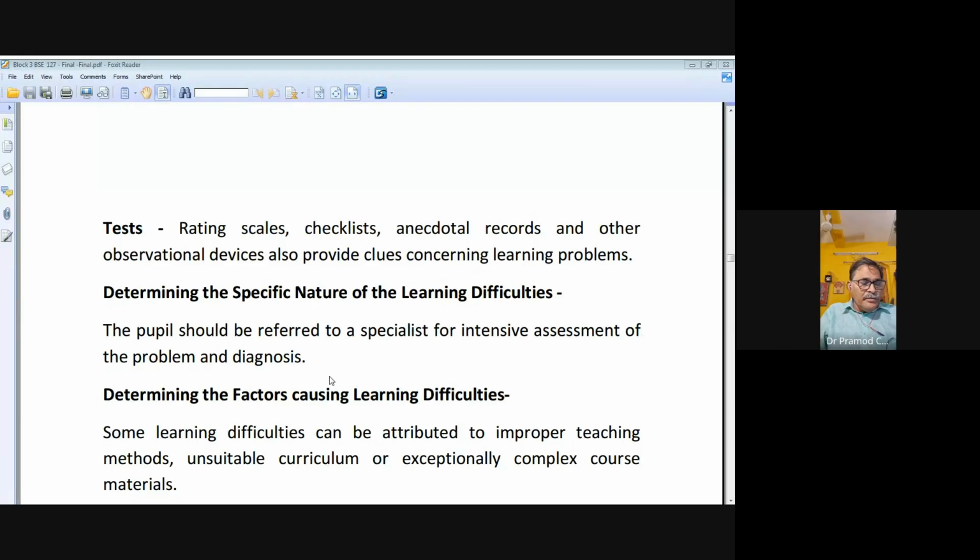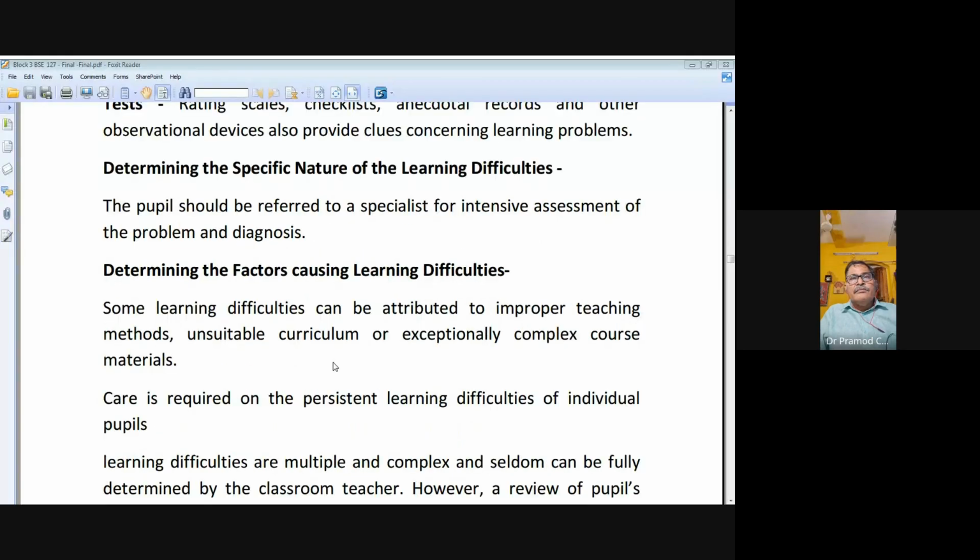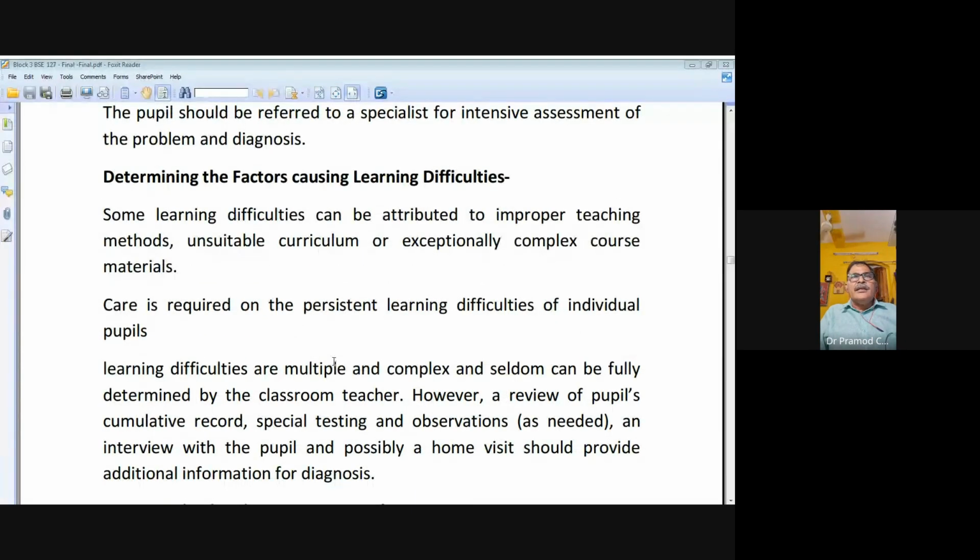And if it is recorded, then definitely we will be able to judge the behaviors of the students, how they react in different situations. That is the reaction of the students. So many factors are affecting learning difficulties.